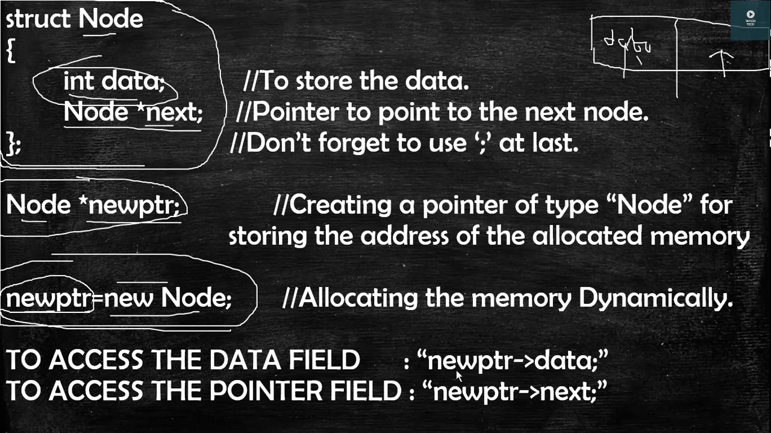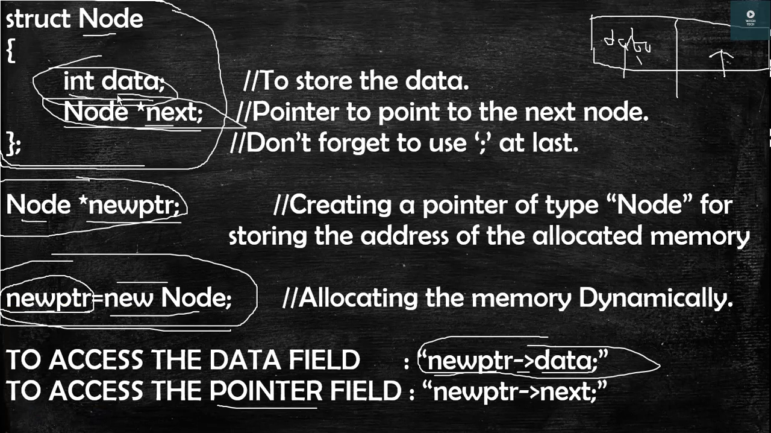That's it. So after this, to access the data field, that is, to access this data element, we'll just write the pointer name first, then we'll use the arrow operator, and then we'll write the variable name. In this way we can access the variable of the node. And to access the pointer stored inside the node, we will first write the pointer that stores the address of the node, then the arrow operator, and then the pointer name, that is, the pointer present inside this node.